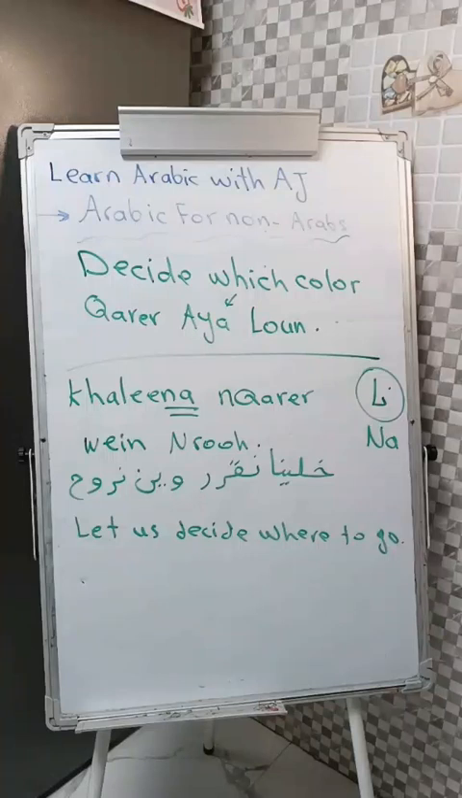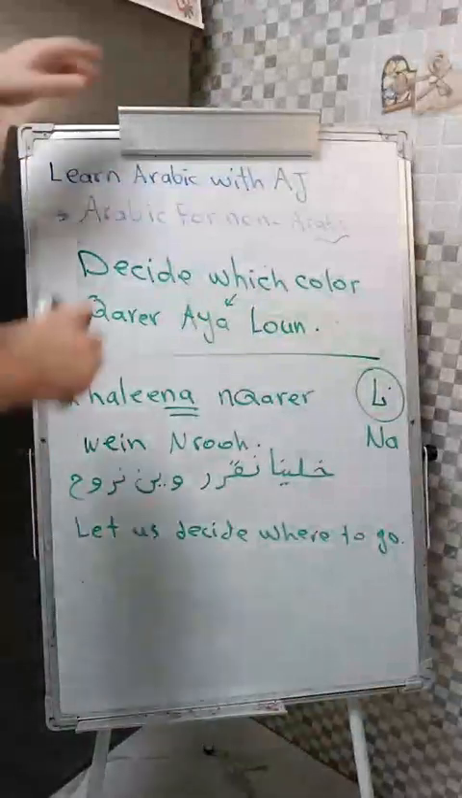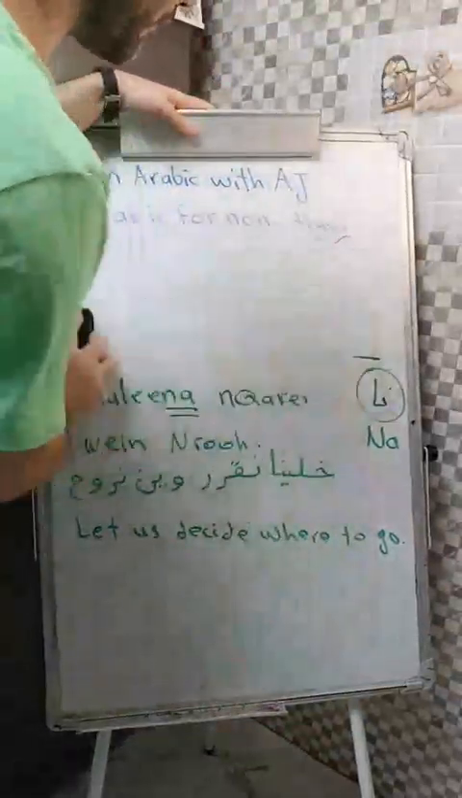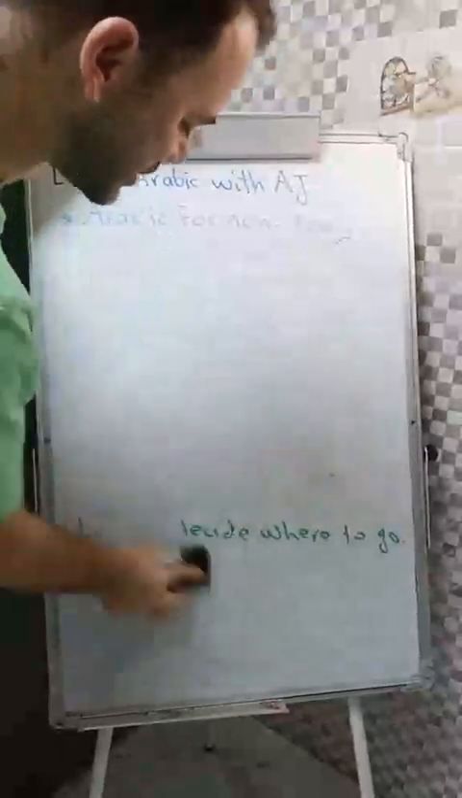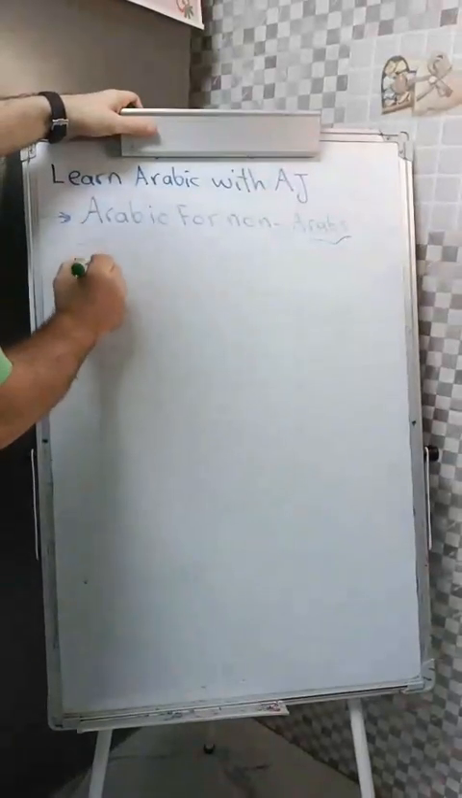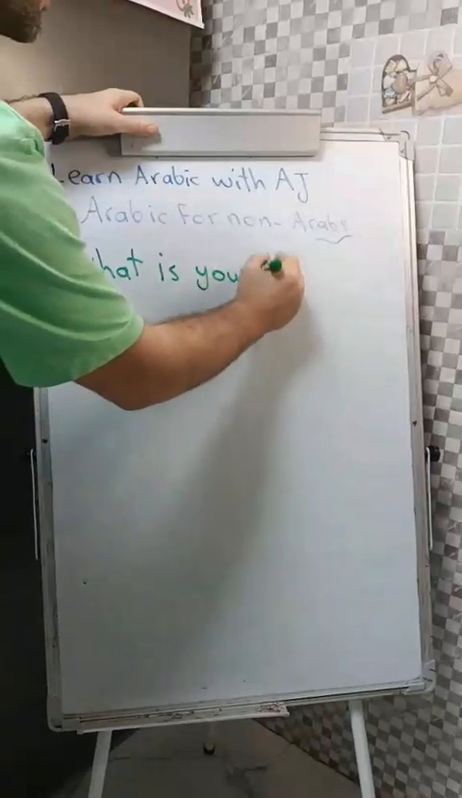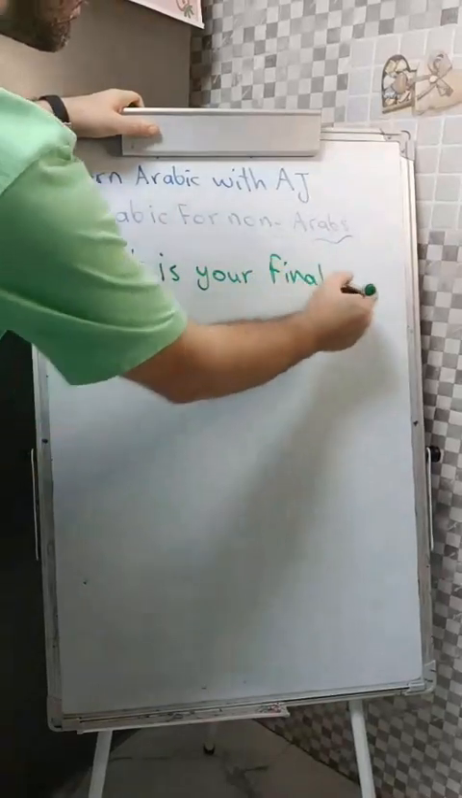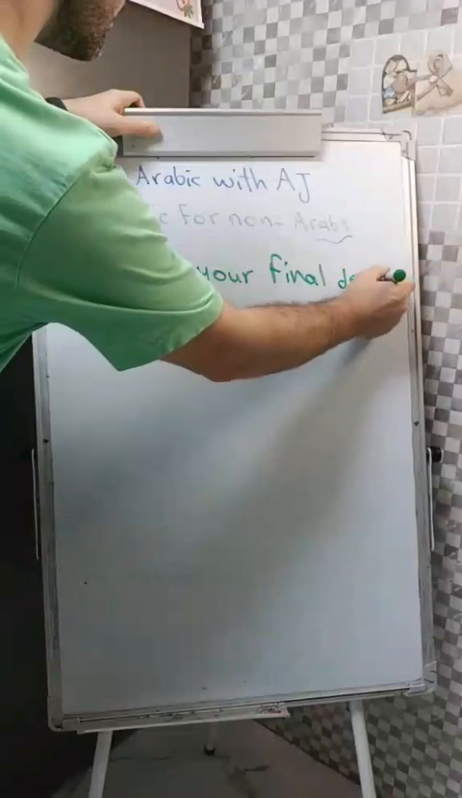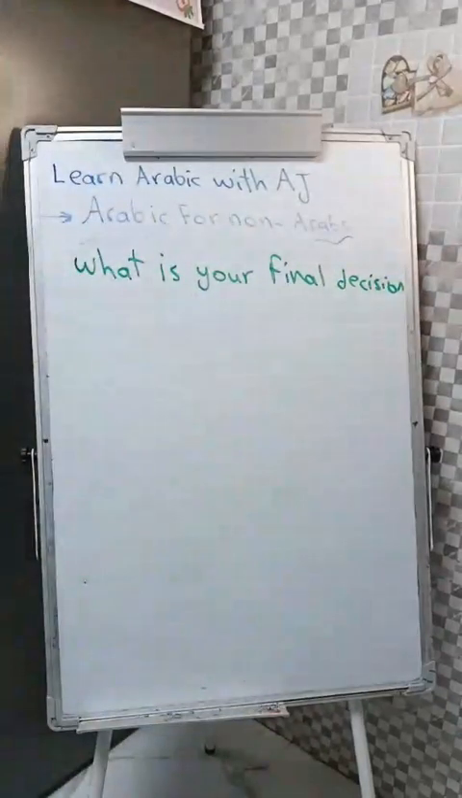I wrote it, location. What is your decision on the thought? Okay, I say شو قرارك. شو قرارك. What is your decision? And your final decision. What is your final decision? So I ask, what is your final decision? I'm gonna write it here. What is your final decision, and the question mark.